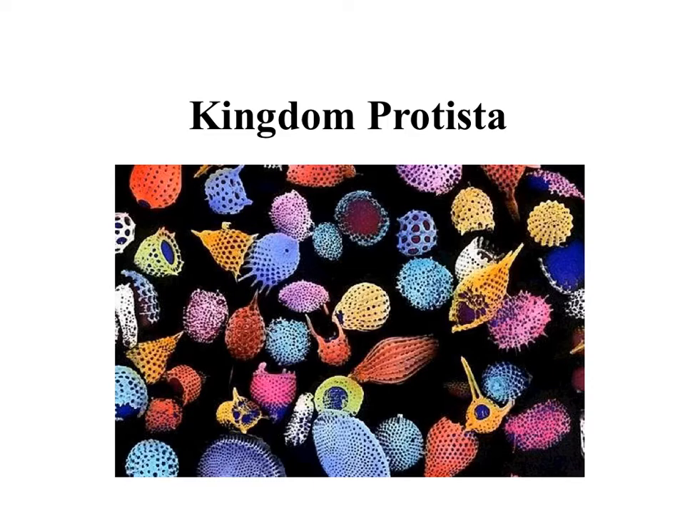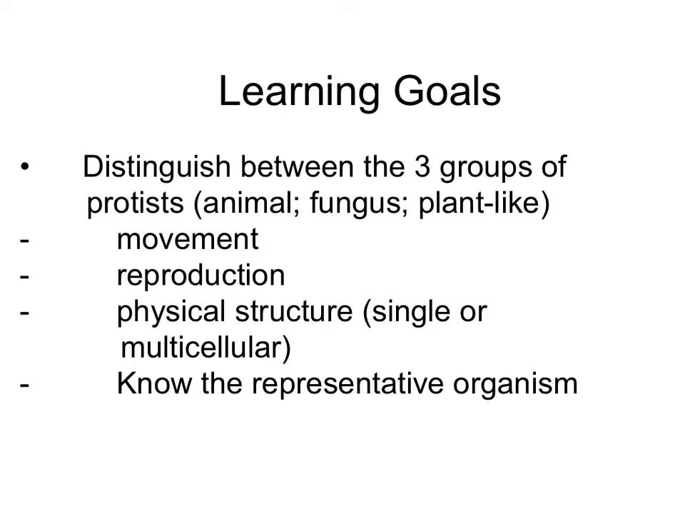Let's talk about that. As far as what you should be taking from this lesson, there's a few things. So the goal is to be able to distinguish between the three groups of protists. So there's three groups: animal, fungus, and plant-like. We'll get into that later. You need to know some of the movement types for animals, fungus, and plant-like protists. You need to know some of the options for reproduction for animal, fungus, and plant-like. And you need to know sort of physical structure.